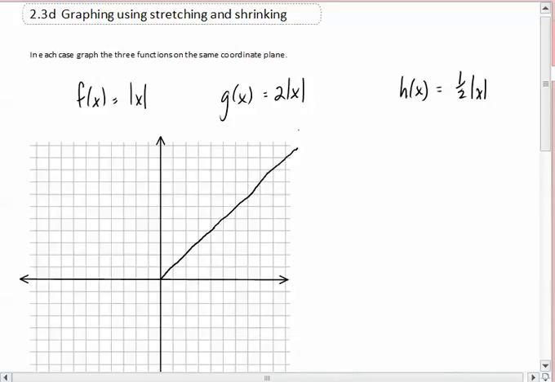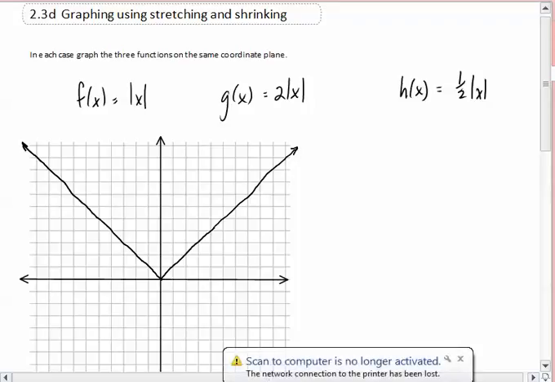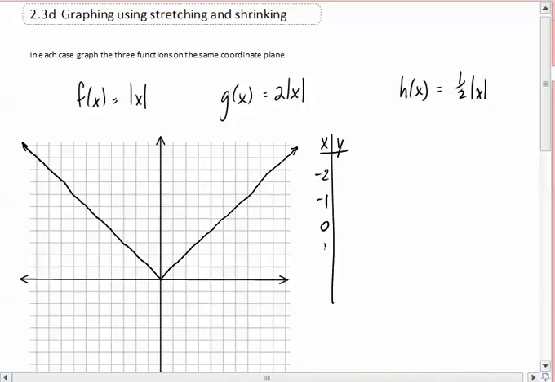Now I want you to understand the reasoning and the why of this stretching and shrinking, and why we call it a vertical stretch and shrink that we're talking about this time. Vertical. Let's take a look at the parent graph and the values that I've chosen: -2, -1, 0, 1, and 2, and of course that becomes 2, 1, 0, 1, and 2. So I put in an X, I get out a Y.